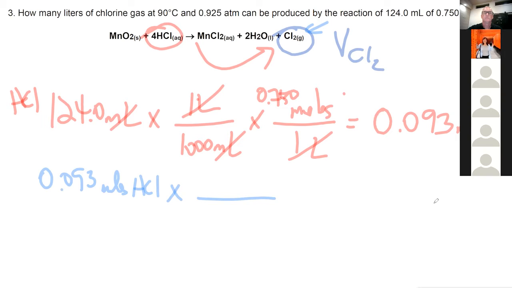You look at the relationship. What do I put on top? And what do I put on the bottom? 1 mole of chlorine gas to 4 moles of hydrochloric acid. Right. And then, so how many moles is that going to be?